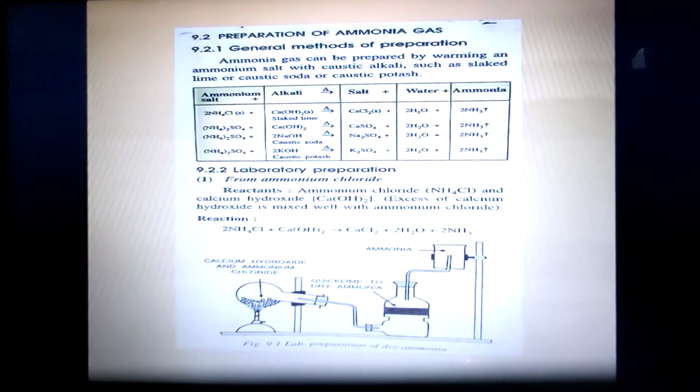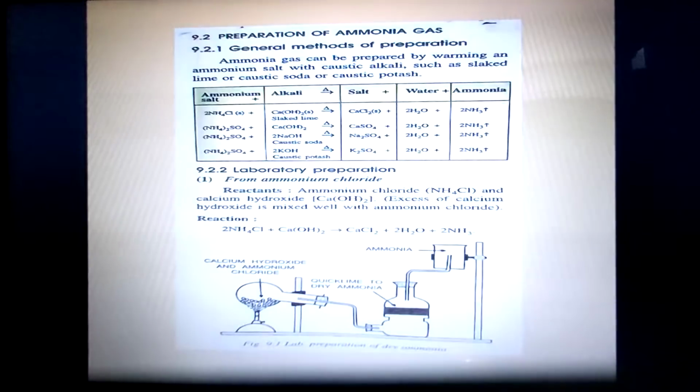Preparation of ammonia gas. The general method of preparation of ammonia gas is warming an ammonium salt. You cannot take any ammonium salt. This I'll be telling you in more detail in the next slide. The general method is you take an ammonium salt, but there are two exceptions which you can't take. They are ammonium nitrate and ammonium nitrite. Why can't we take them? I will be discussing this in more detail in an upcoming slide.